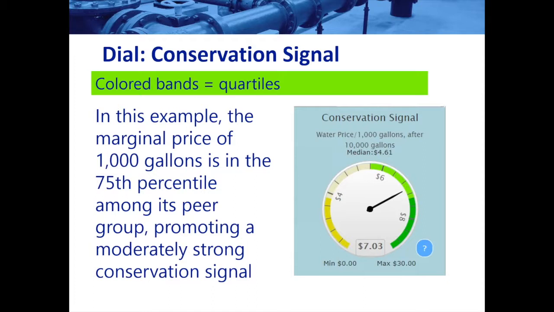So in this example, we see that this utility is sending a fairly strong pricing signal to promote conservation because they are charging $7.03, which is within the 75th percentile of the quartiles in the comparison group. So yeah, they're sending a pretty strong conservation signal to their customers.